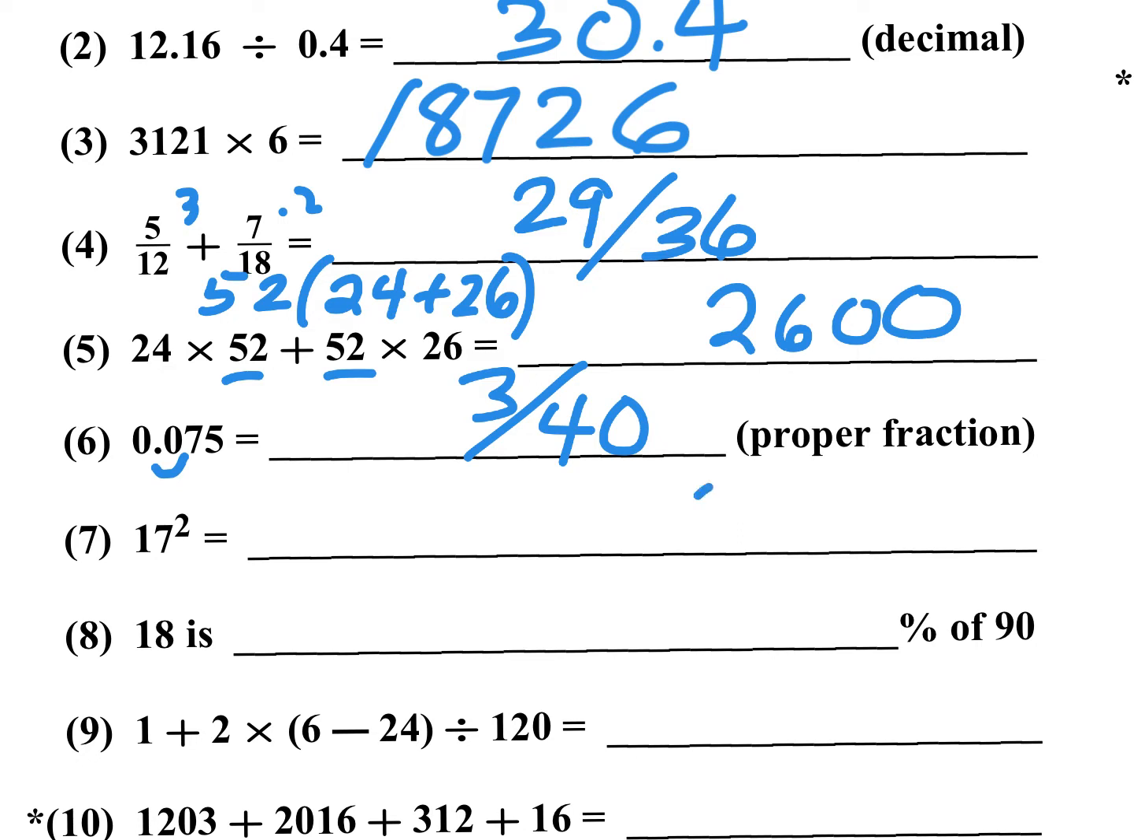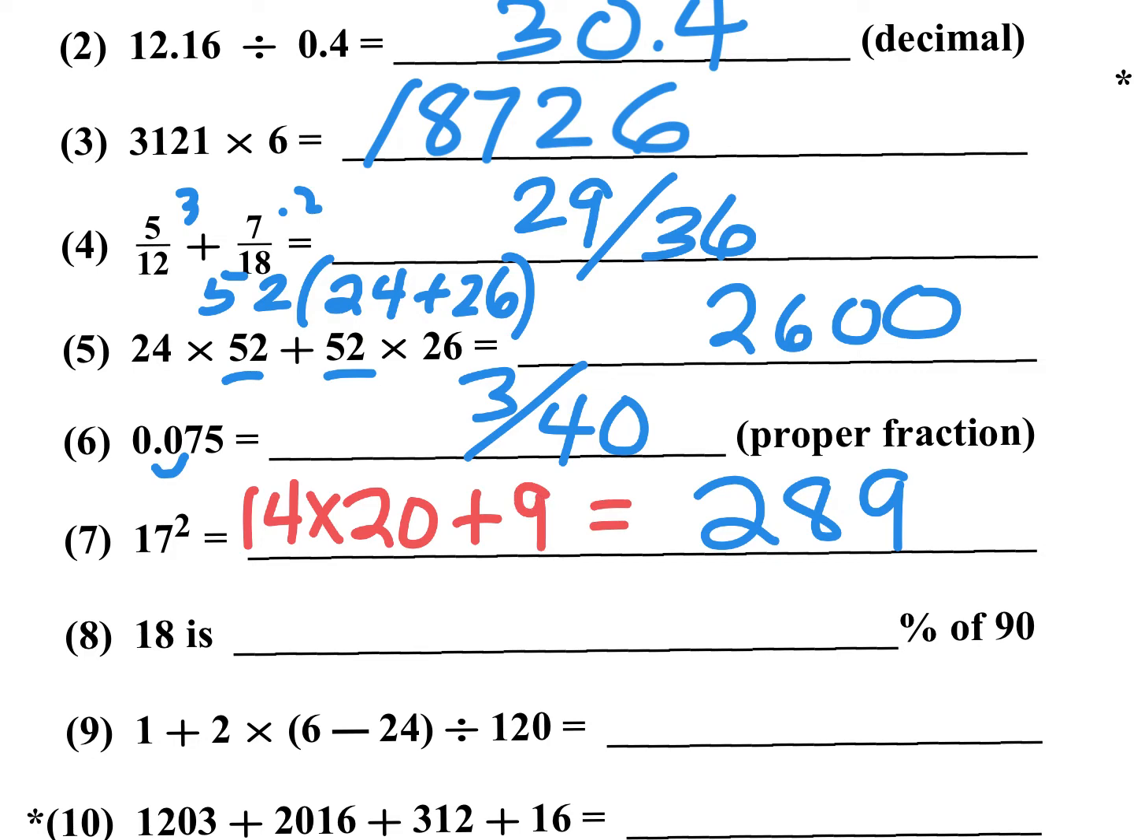17 squared is 289. If you have not memorized this, then what you might consider doing is working this out by adding 3 to the 17, that's going to be 20, and subtracting 3 from the 17, that's 14. 3 squared is 9, so I have to compensate and add 9 to that. 14 times 20 is 280 plus 9, 289. Very cool if you haven't memorized your squares.